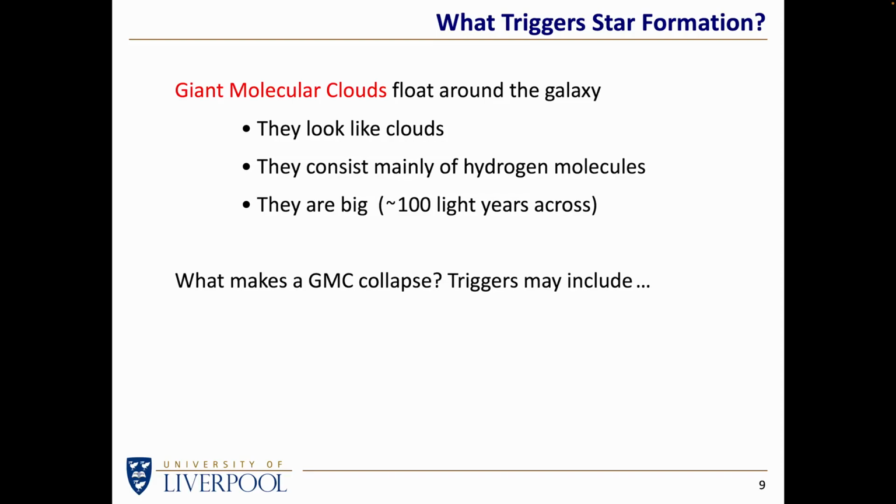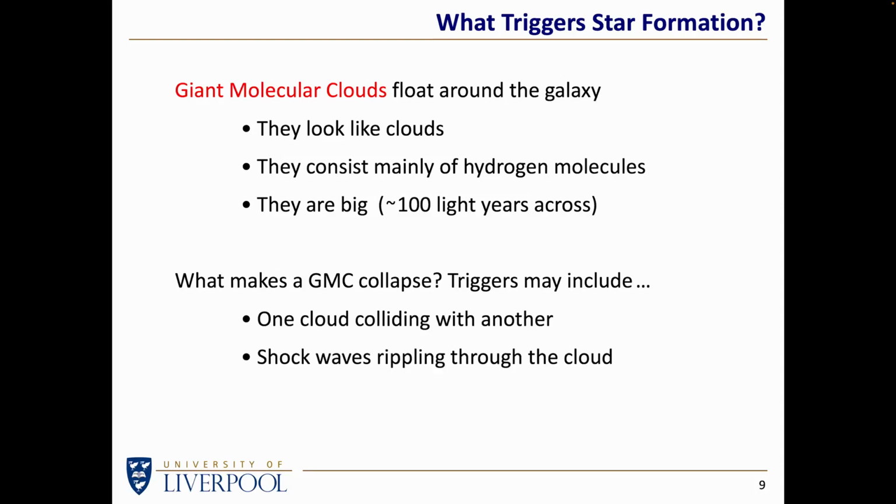So what makes a giant molecular cloud collapse? Well, there are a number of different triggers that can start the process. One cloud floating into another, colliding with another. Shock waves rippling through a cloud. How would a shock wave be generated? Well, for instance, a star coming to the end of its life as a supernova. We haven't quite got there yet, but we'll be mentioning that again later. A star coming to the end of its life could trigger new star formation in a giant molecular cloud.